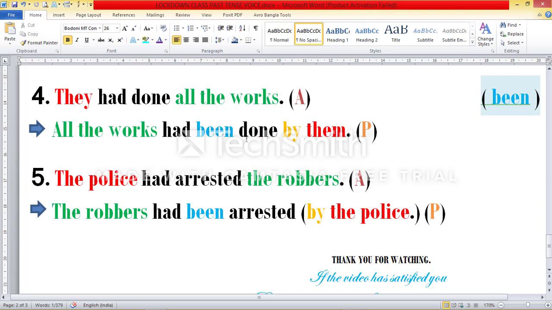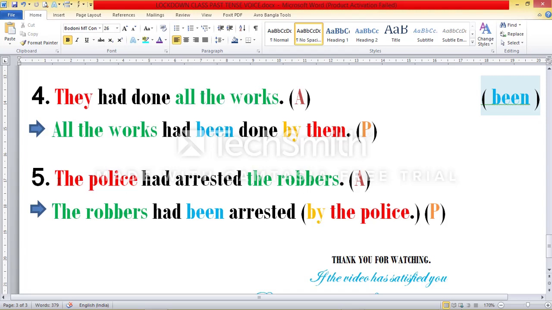After writing the third form of the verb, generally the preposition which comes is by. So we have written here by, and at last we have to make the subject object. So they has become them as object in the passive form. So the passive form of the sentence, they had done all the works, is all the works had been done by them. Now let's go to the last sentence of past perfect tense. The last sentence is the police had arrested the robbers.